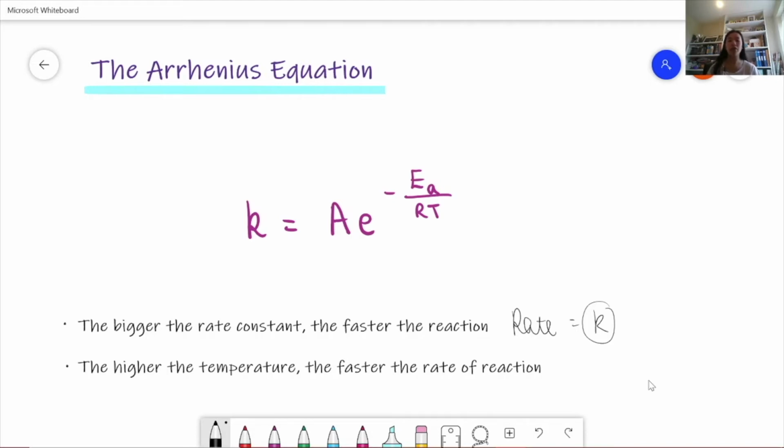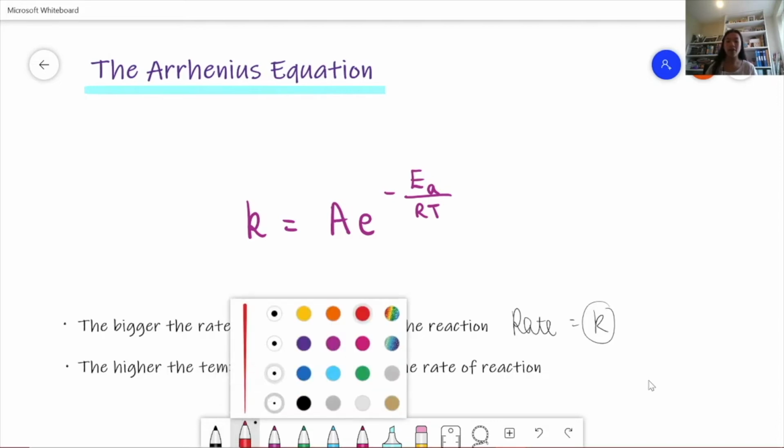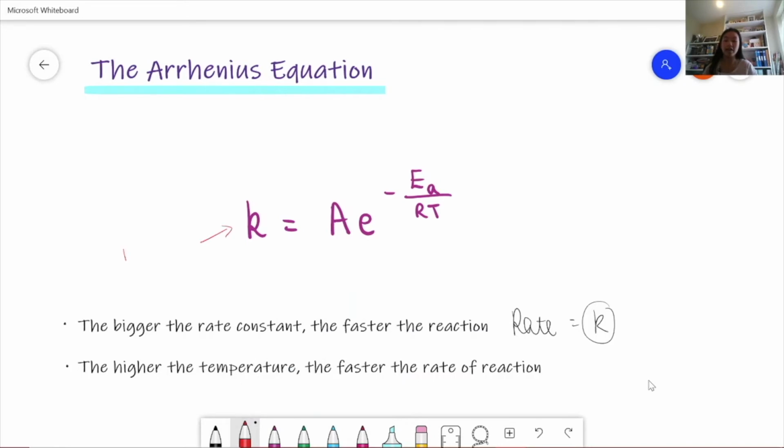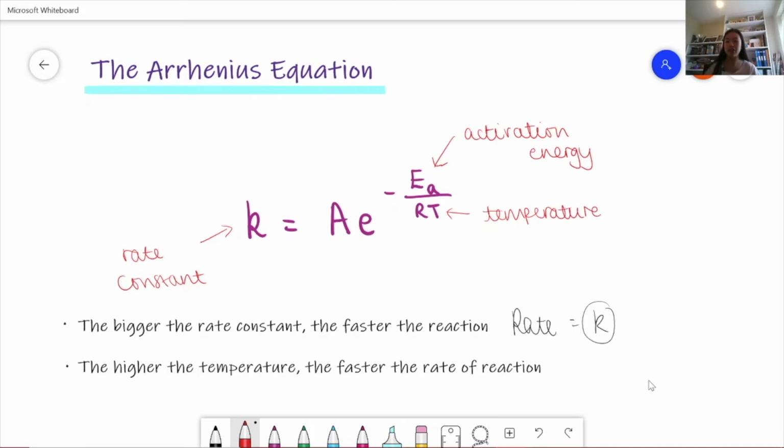And now I'm going to quickly go through this equation and what all the letters stand for. So first we have the rate constant, which is k, and the units of this depend on the order of reaction. And then this Ea is the activation energy. And then T is the temperature, and that's measured in Kelvin. The activation energy is measured in joules.